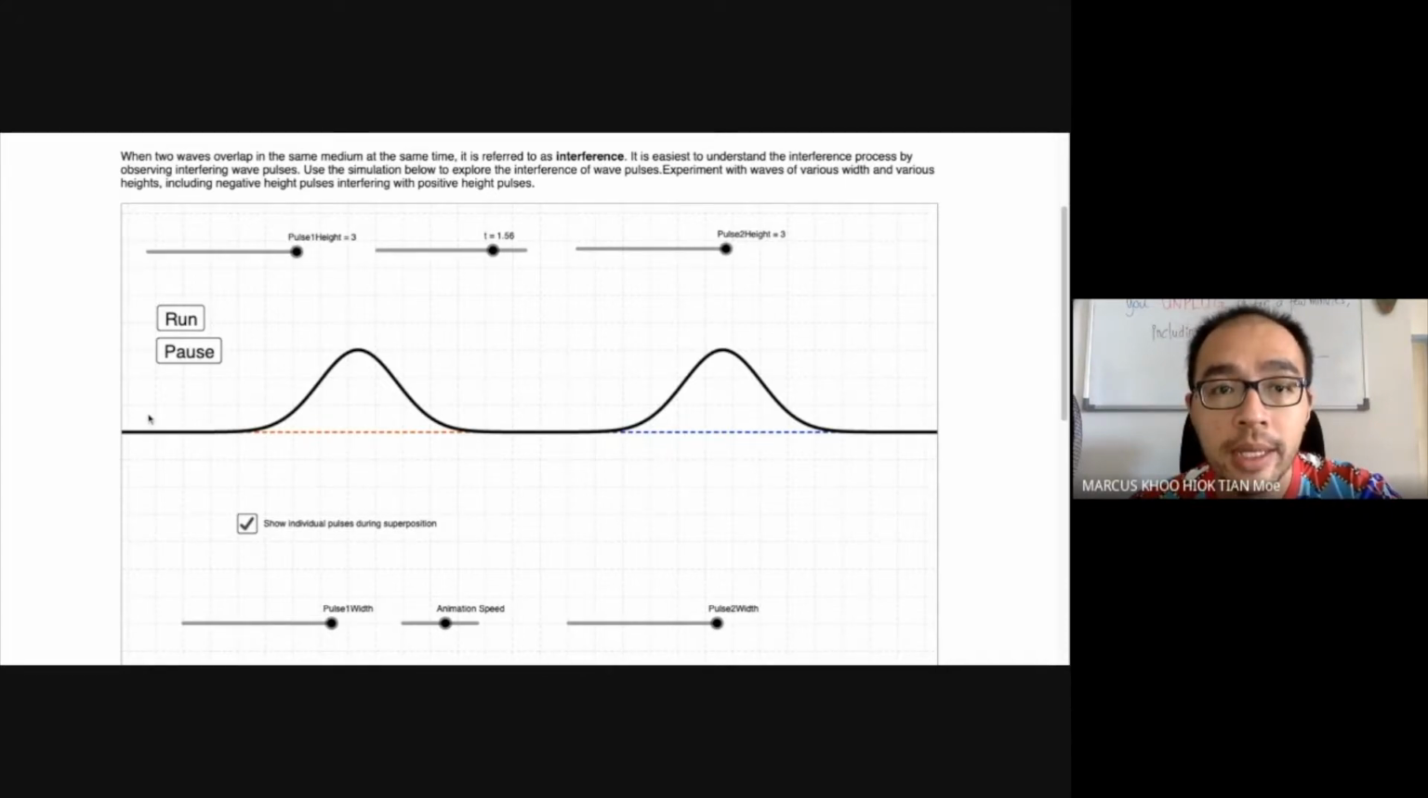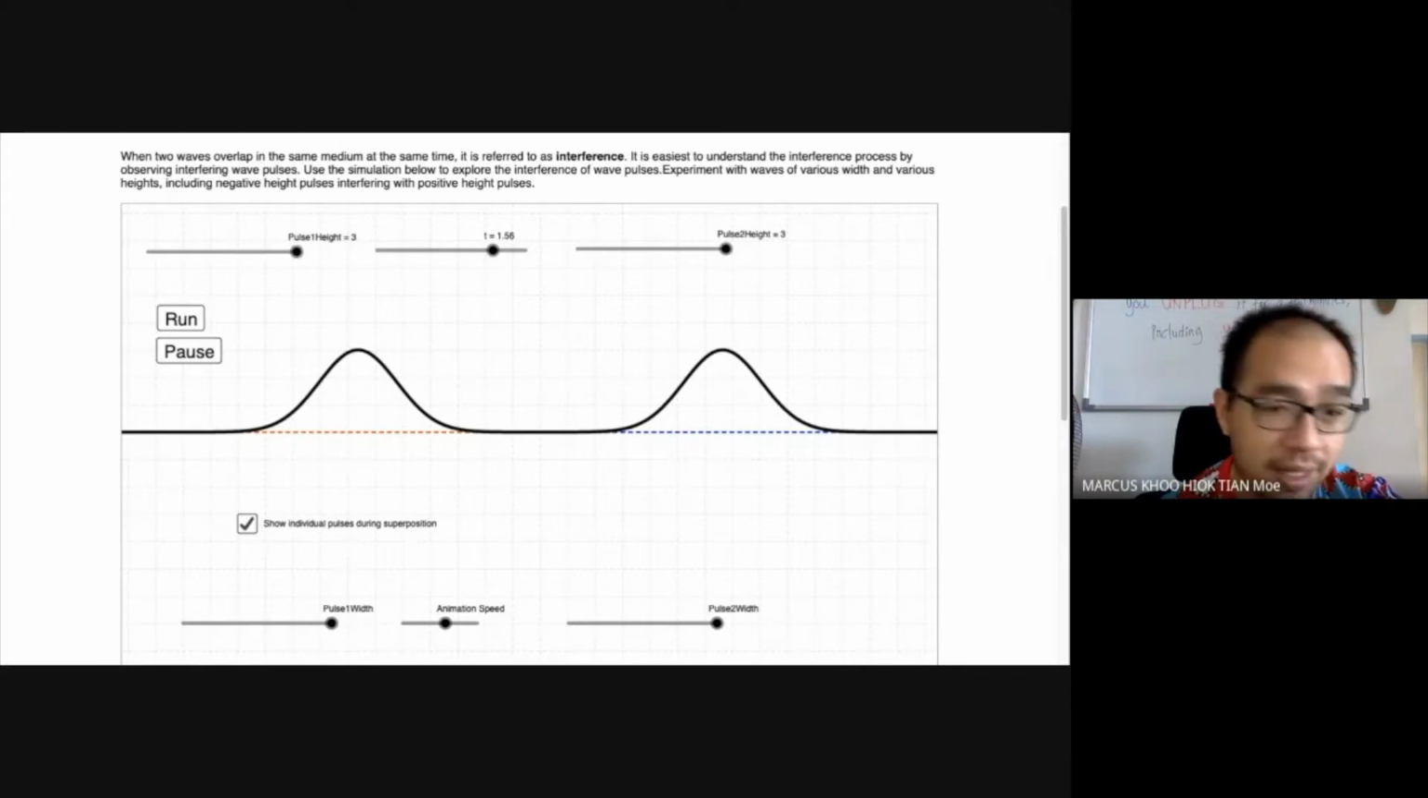All right, secondly, the second question is: compare the amplitude of the waves after they meet with the amplitude of the single waves before the wave pulses meet. Anybody want to try to answer this?